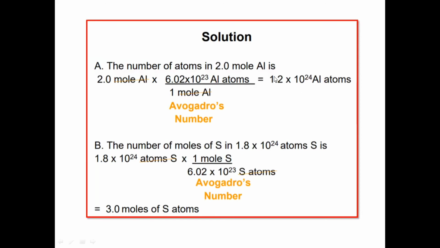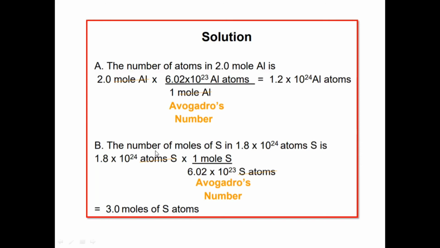So the number of atoms in a particular mole of any substance can be calculated using this equation. Simply we have to multiply the mole into Avogadro's number divided by mole of that substance. So we'll get the number of atoms of that particular element.